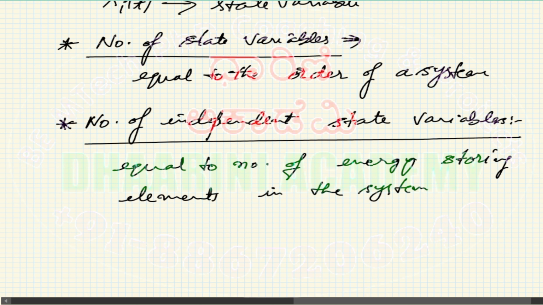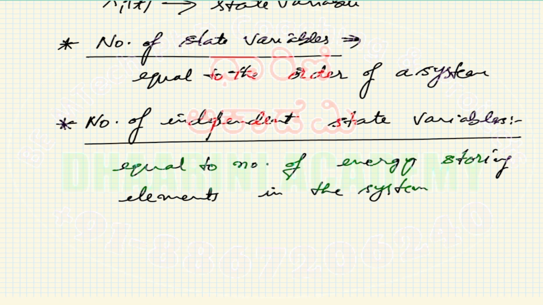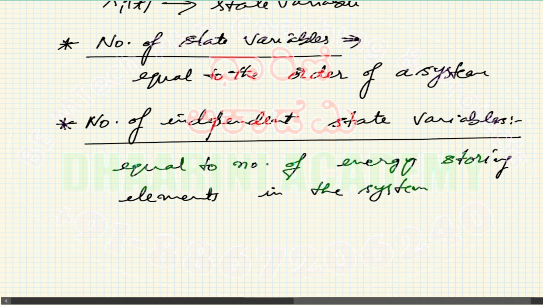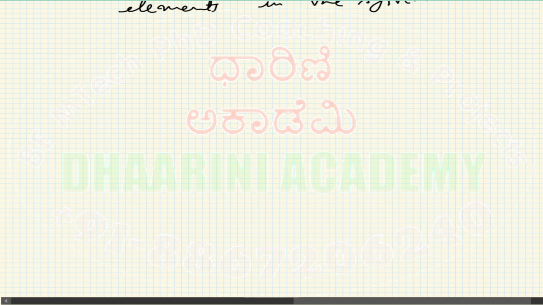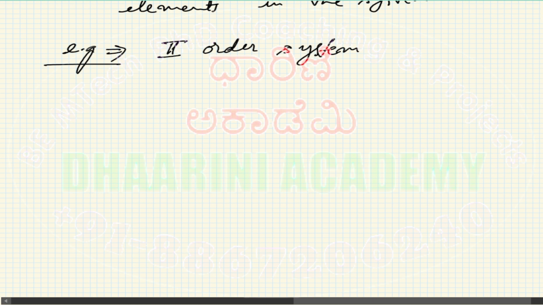Now let's go ahead and look at the same concept of state variables being applied to a second order system. This is an example. Consider a second order system. As the order equals 2, what is your conclusion? The number of state variables required equals 2.